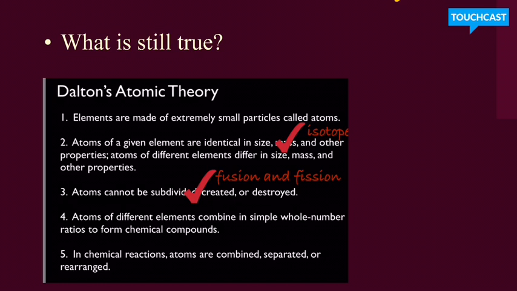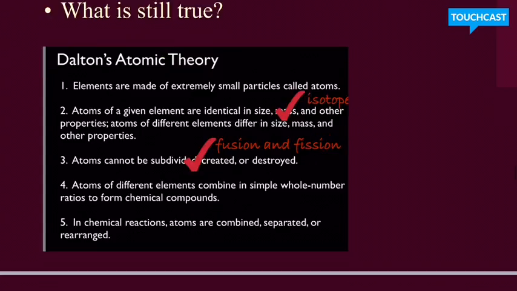Part three of Dalton's atomic theory said atoms cannot be subdivided, but man, we live in the modern world. We know that we can split atoms, right? So fission and fusion kind of cut that out, so that's not true anymore. Part four, atoms of different elements combine in simple whole number ratios. Absolutely. And in a chemical reaction, we can't magically change one element to another. All right, and that's still true. So Dalton's atomic theory, just giving you a little recheck here.